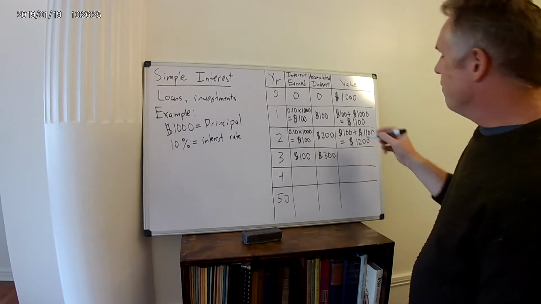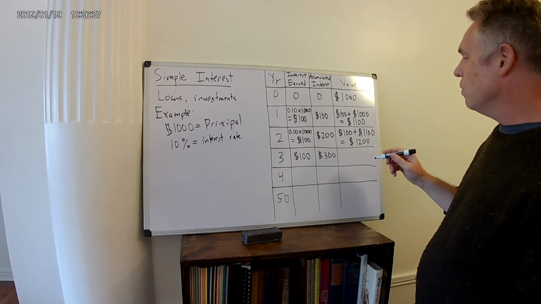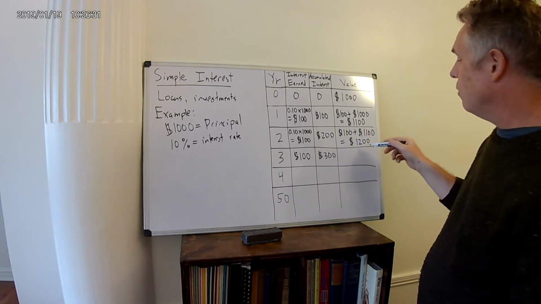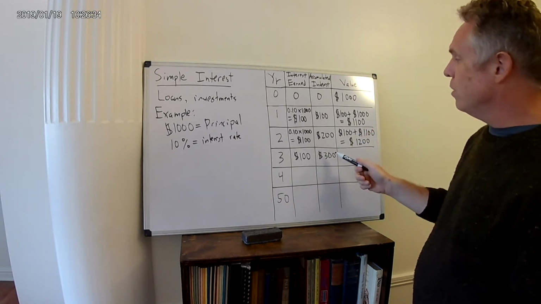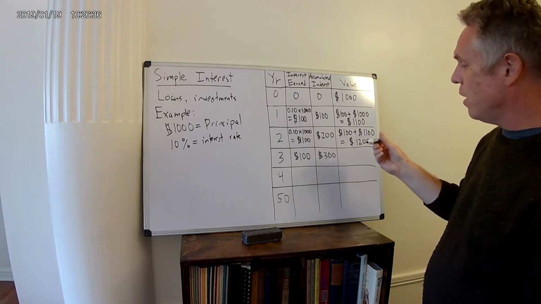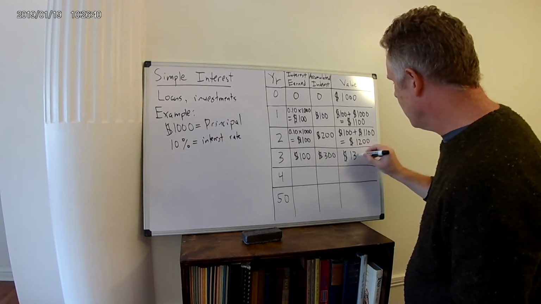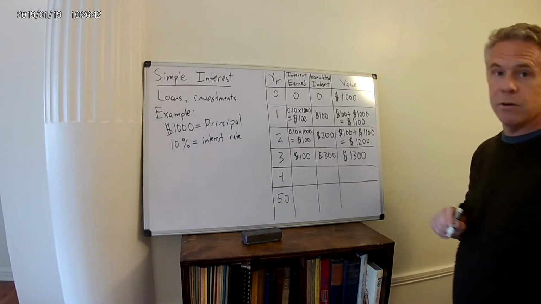Okay, and then we get the value by adding, there's two ways to do this. Either we could add $100 to the previous year's value of $1,200, or we could add the accumulated interest to the original principal. Either way, you get the same answer, and hopefully you guys see that the value of my account after 3 years is $1,300.